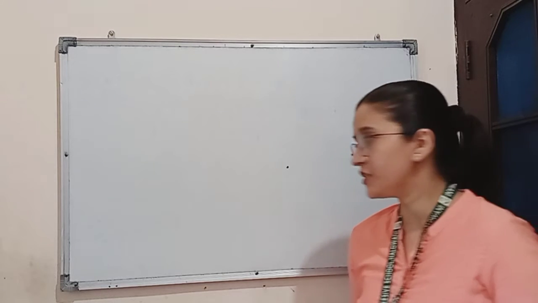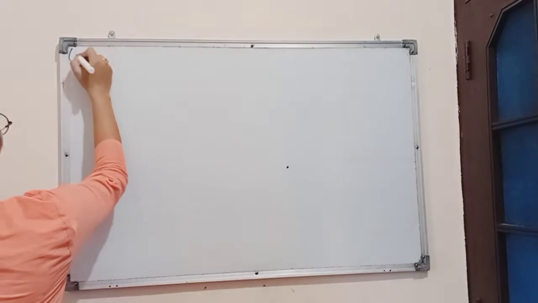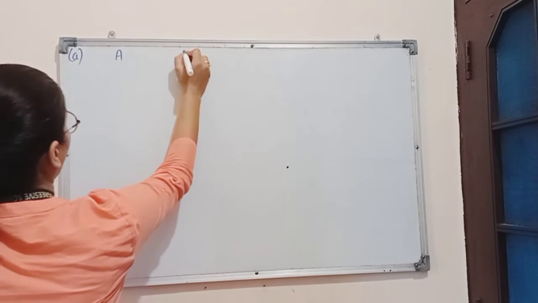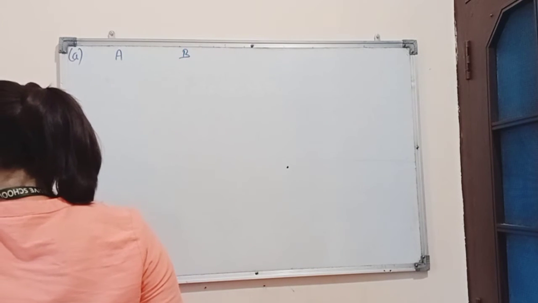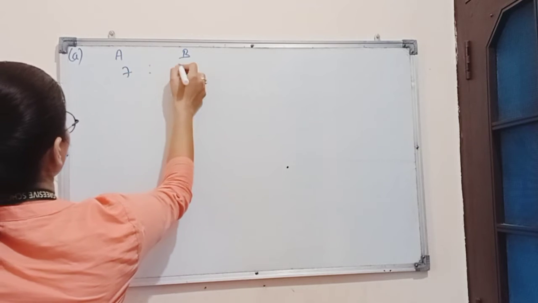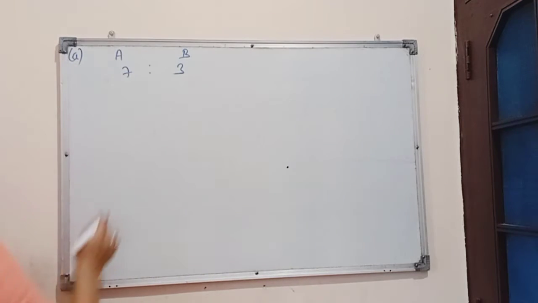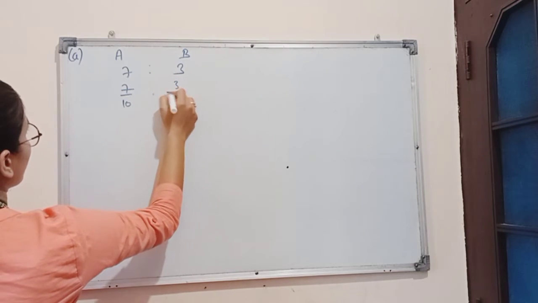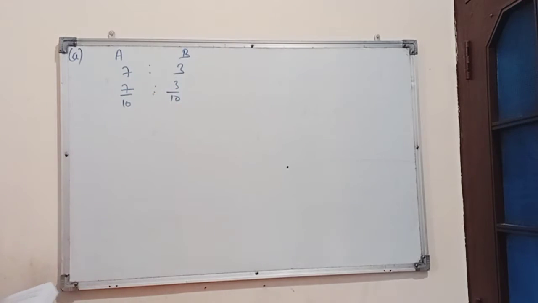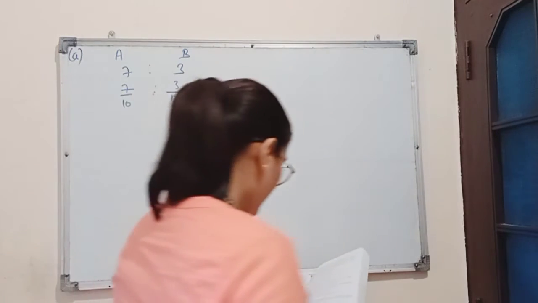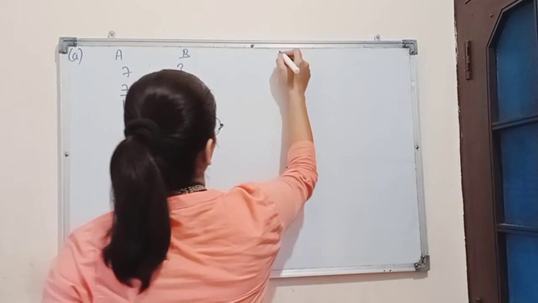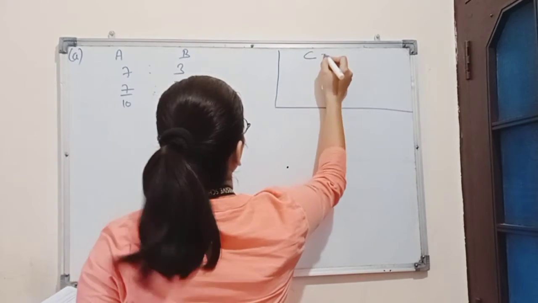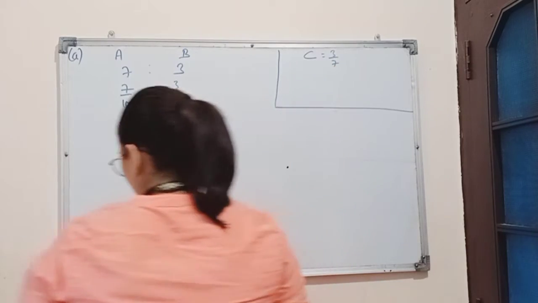So according to the question, we will be solving the first part of the question where there are two partners A and B. They are sharing the profits in the ratio 7:3. 7:3 means share of A will be 7/10 and share of B will be 3/10. Now, C was admitted with 3/7 share in the profit. They decided to admit a new partner C with the share 3/7 of the profit.